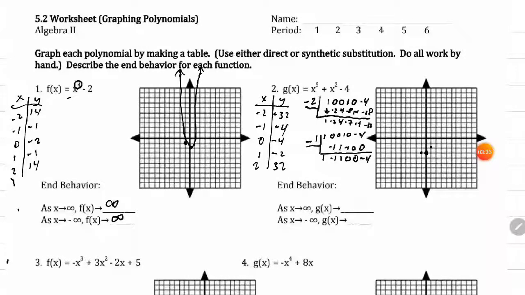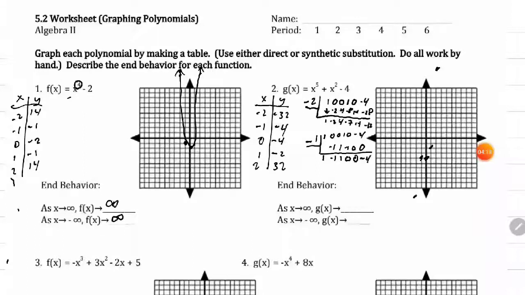Or, whoops. I'm drawing on the wrong one. Erase. So let's start over. So 0 at negative 4. Negative 1 is also negative 4. Positive 1 is negative 2. And then 2 is really high. And negative 2 is really low. Okay.